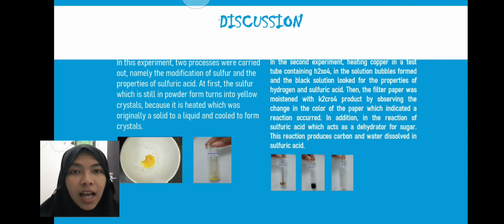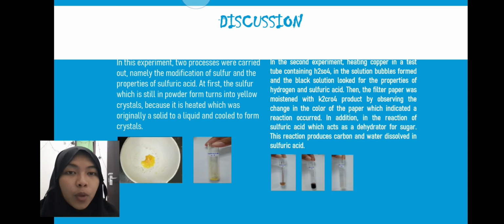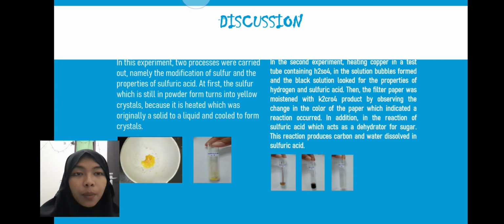Next, discussion. In the experiment, 2 processes were carried out, namely the modification of sulfur and the properties of sulfuric acid. At first, the sulfur, which was in powder form, turned into yellow crystals because it was heated, changing from solid to liquid, and the color changed to form crystals. In the second experiment, heating copper in the test tube containing H2SO4, bubbles formed in the solution and the solution turned black, showing the properties of sulfuric acid.